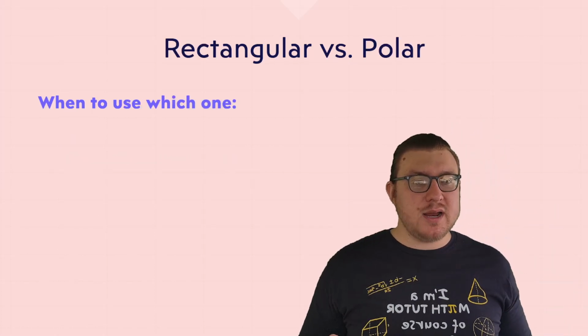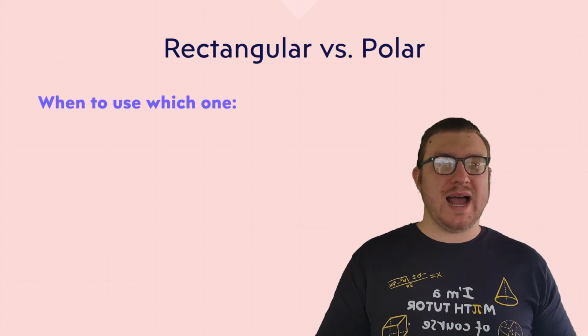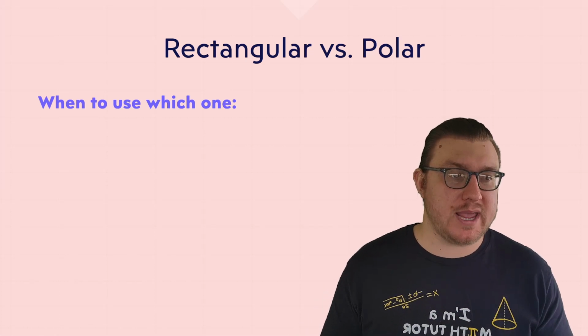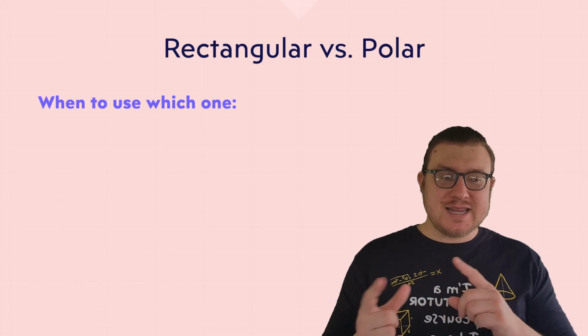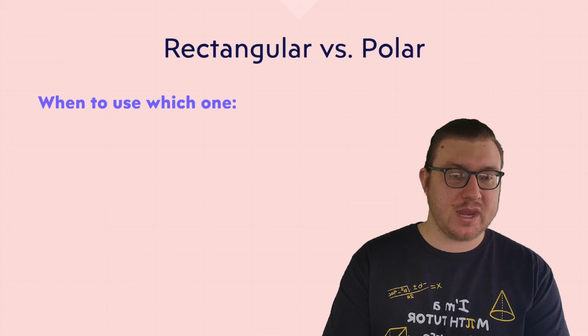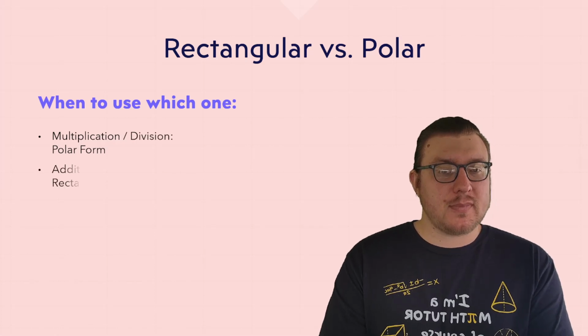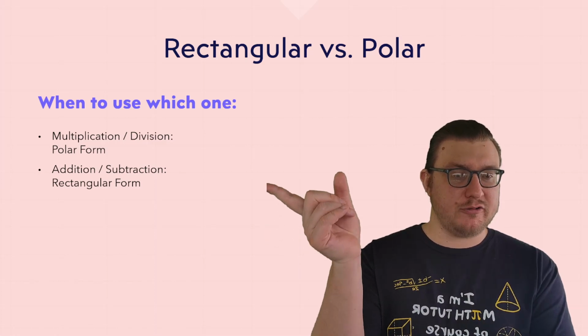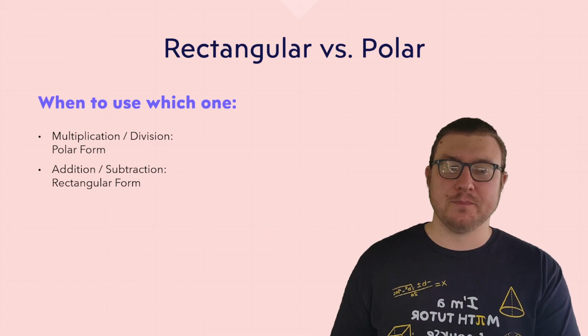So rectangular and polar, why do we want both? I kind of already said that. We want polar form for multiplication. But it didn't seem too difficult to do multiplication with rectangular form. So let's have a look. We want addition and subtraction in rectangular form. This is a must.